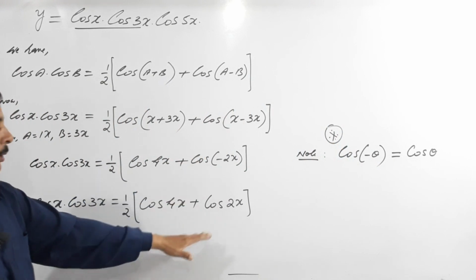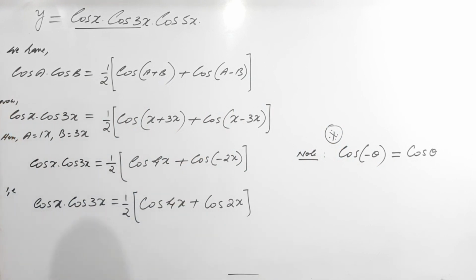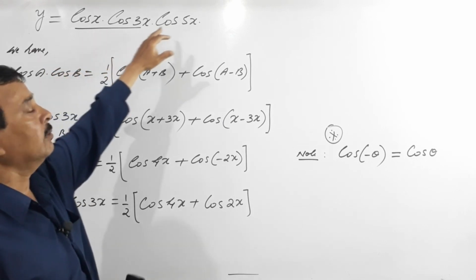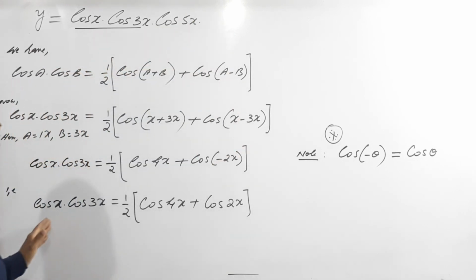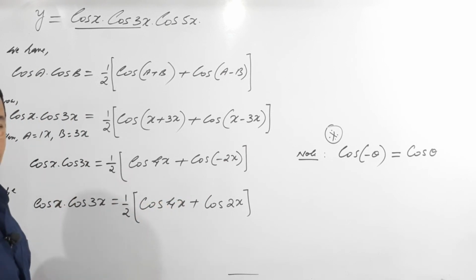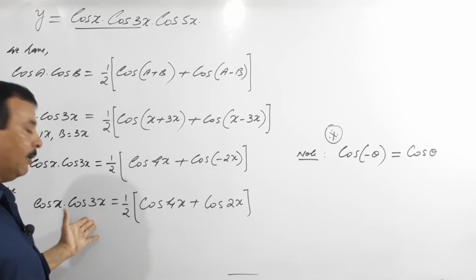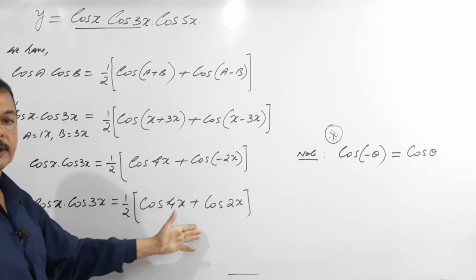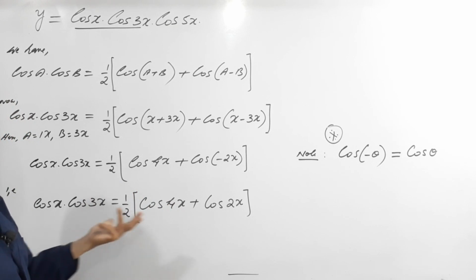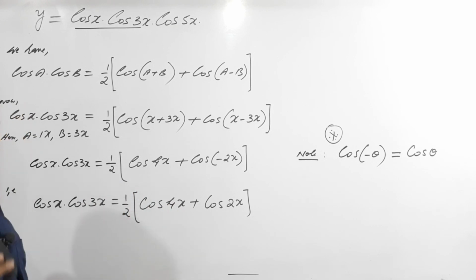After coming to this stage, please note, you have multiplied cos x into cos 3x. That is not a solution, because the question wants cos x into cos 3x into cos 5x. So I will multiply both sides by cos 5x, the left hand side and the right hand side also. Then LHS equals RHS and the problem is right.